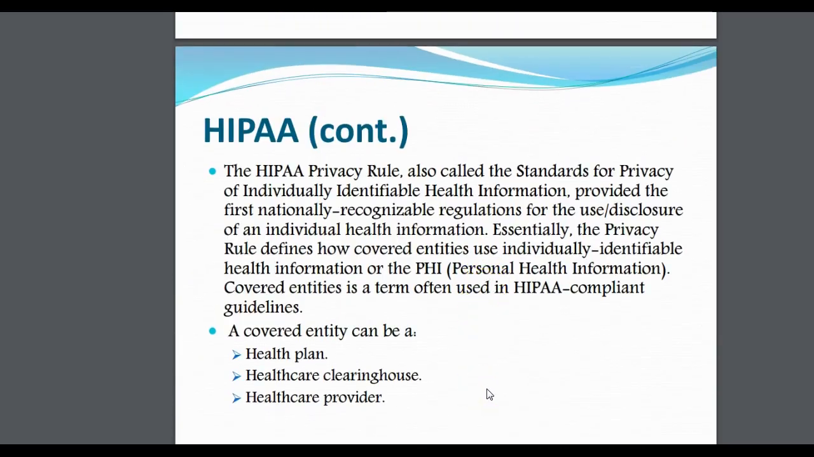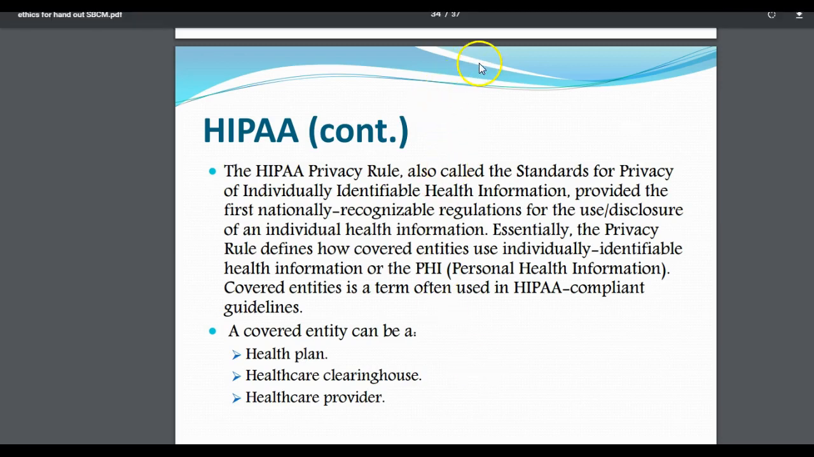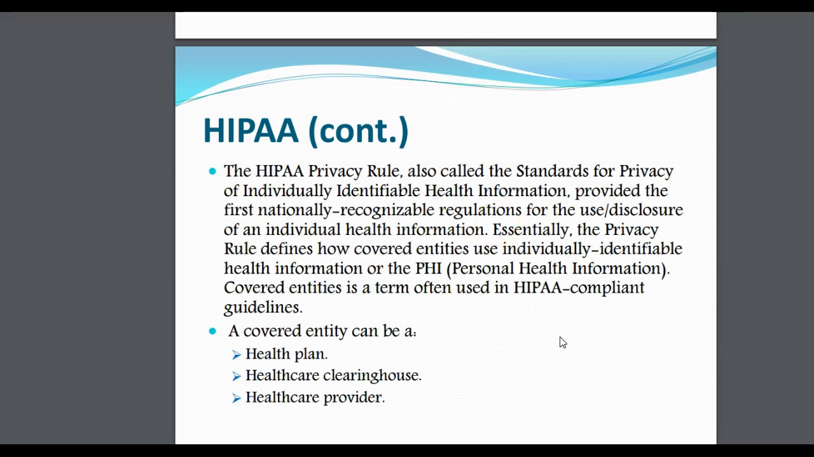Okay. So the HIPAA Privacy Rule, also called the Standards for Privacy of Individually Identifiable Health Information, provides the first nationally recognizable regulation for the use and disclosure of an individual's health information. Essentially, the Privacy Rule defines how covered entities use individually identifiable health information, or PHI. Covered entities is a term often used in HIPAA compliance guidelines. So we'll get into that.